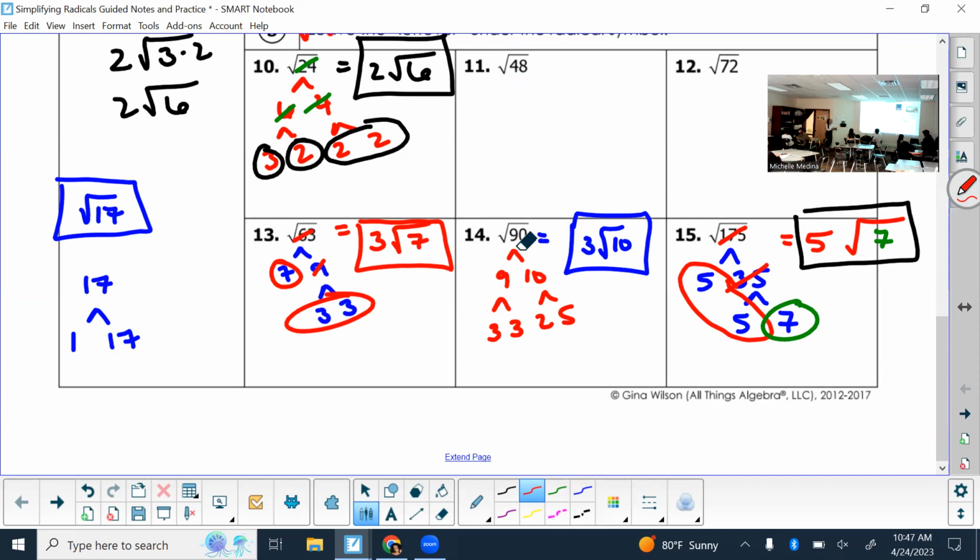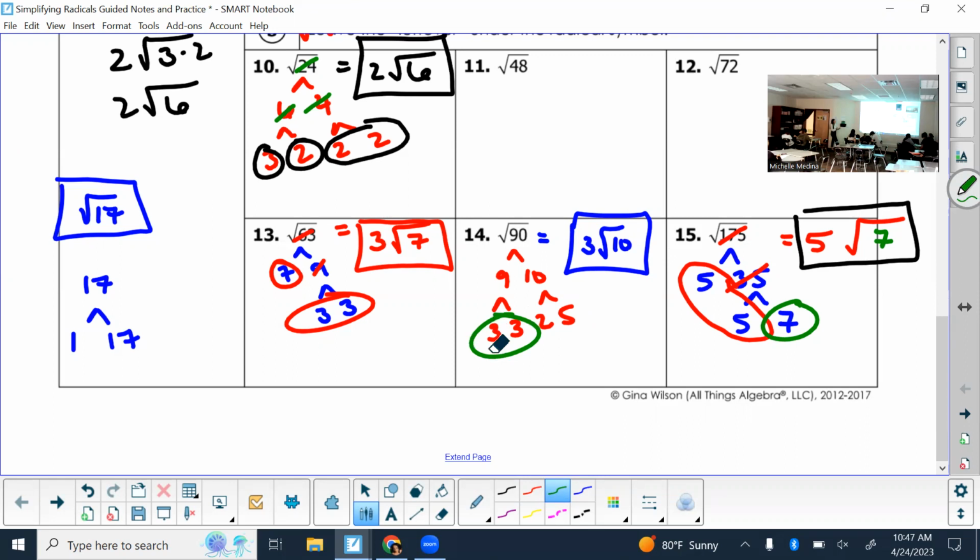Okay, so 14. Here's my factor tree. I chose 9 and 10. Regardless, it should still break down to 3, 3, 2, and 5. And I'm looking for pairs of the same number. I only have a pair of 3s.